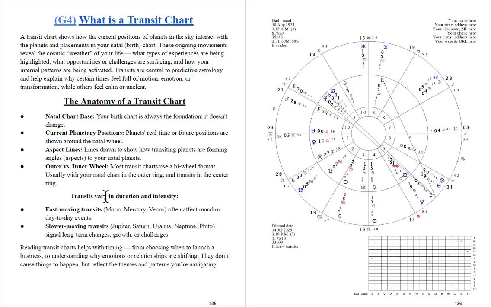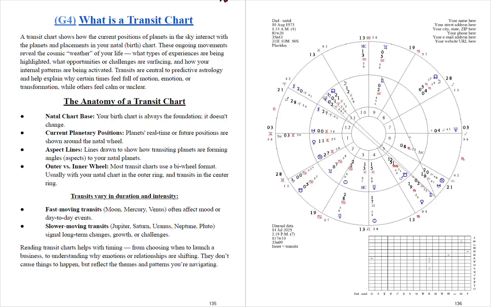So also one thing to consider, the transits vary in duration and intensity. You have the fast-moving planets, basically the sun, the moon, Mercury, and Mars, which we didn't list the sun or Mars, that often affect the mood or day-to-day events. The fast-moving planets pass quickly through the chart and often last only a few hours or days, but usually never a few weeks. The only time that they'll last a few weeks is if they're retrograding, passing, retrograding, and then passing back over again. But it's very rare that they'll last more than a couple of weeks.